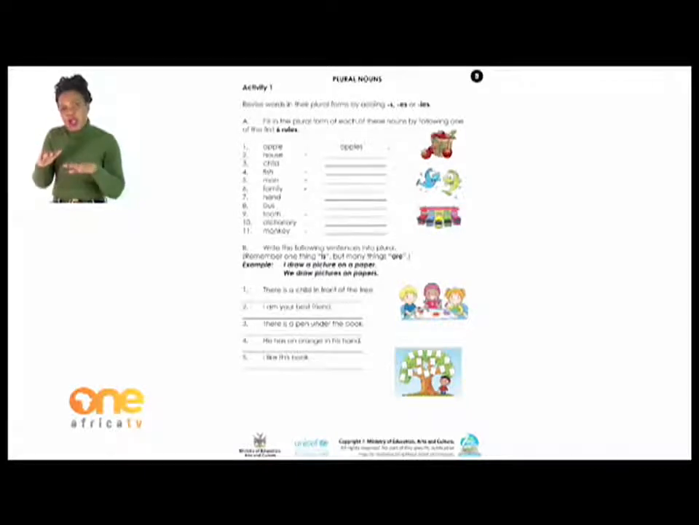For example, number 1, we are given an example there. An apple, 1 apple, many apples. We added an S there. House, houses. Then you will do the rest. We've got fish, man, family, hand, bus, tooth, dictionary, monkey. If you have forgotten, you have to refer to the first 6 rules.